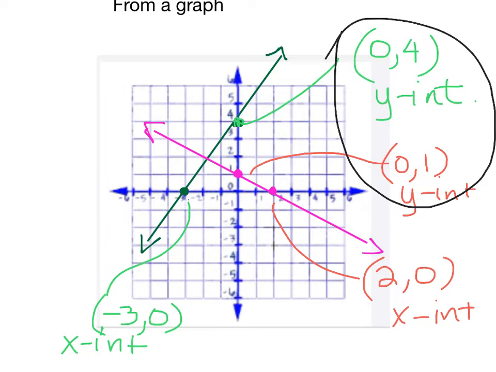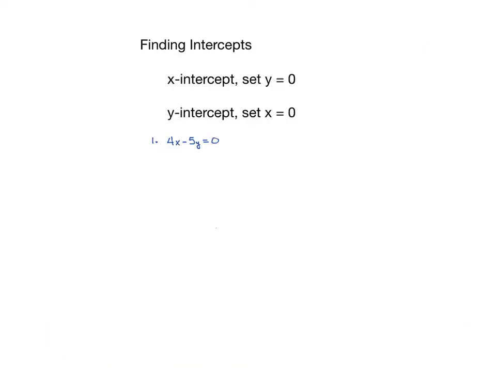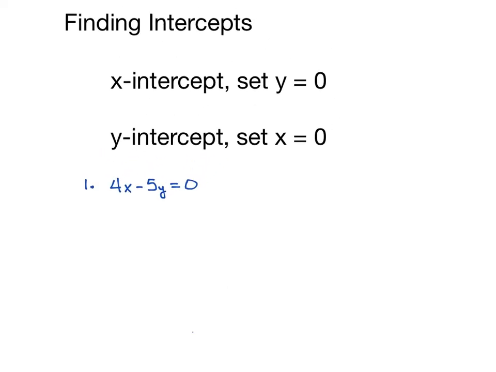We're going to set x equal to 0 and solve for y. And then when we want to find the x-intercept, we make y equal 0. So let's try these. When you're finding intercepts and you're given an equation, we're going to set y equal to 0 to get the x-intercept. And when we want to find the y-intercept, we make x equal 0.